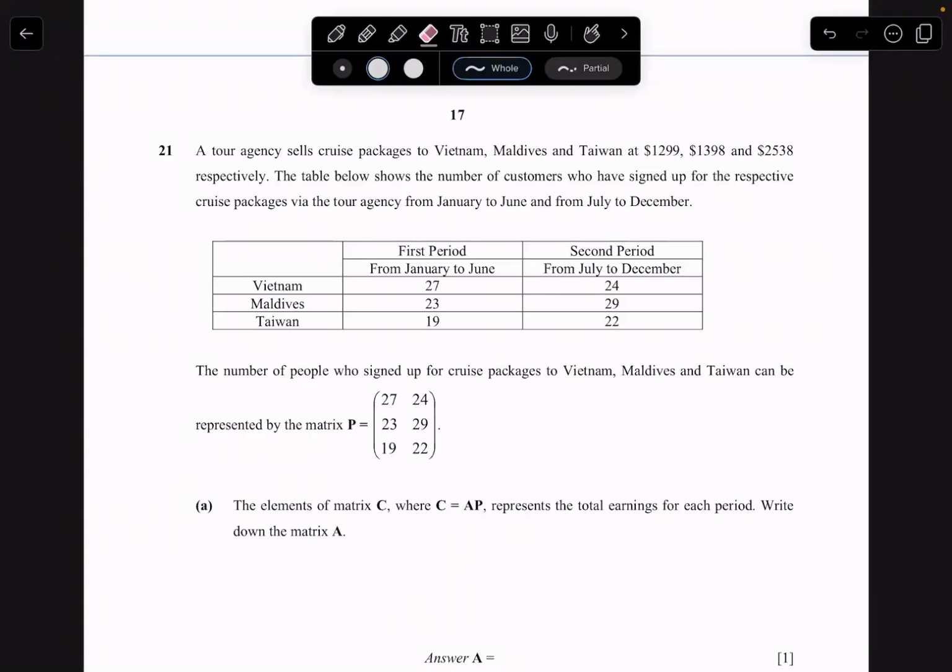Agency sells cruise packages to Vietnam, Maldives, and Taiwan at 1299, 1398, 2538. The table shows the number of customers who have signed up from January to June, and from July to December. This number can be represented by matrix P. The elements of matrix C, where C equals AP, represent the total earnings for each period. Write down the matrix A.